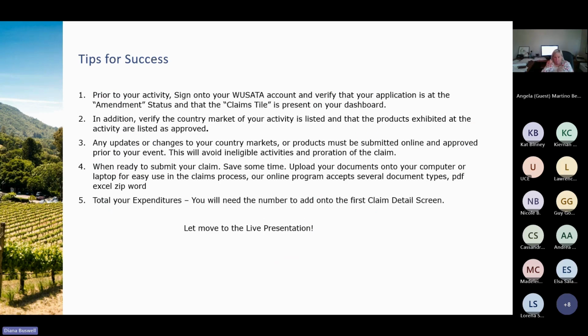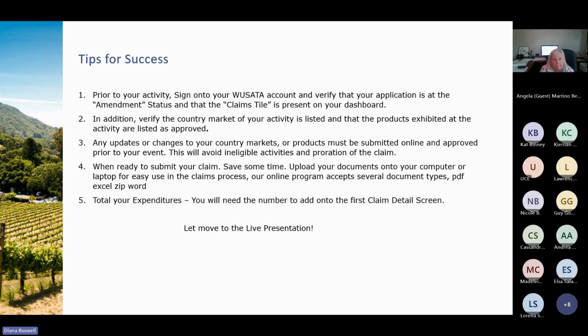Prior to your activity, always remember to sign on to your WUSATA account and verify that your application is at the amendment status and that the claim tile is present on your dashboard. If you have not signed off on your contract, or if you haven't paid an invoice, the claims tile will not be present. Anytime that situation happens, shoot me an email. I'll tell you what the status is and what you need to do, and we'll get it resolved for you.